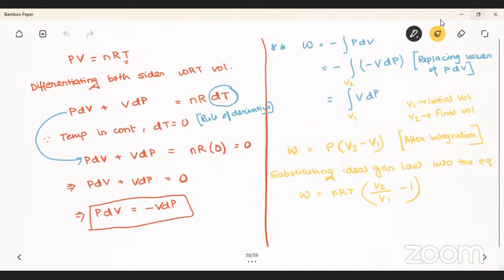Ma'am, have you divided V with V2 and V1? Yes. Okay, ma'am. Understood. I guess it is clear now.